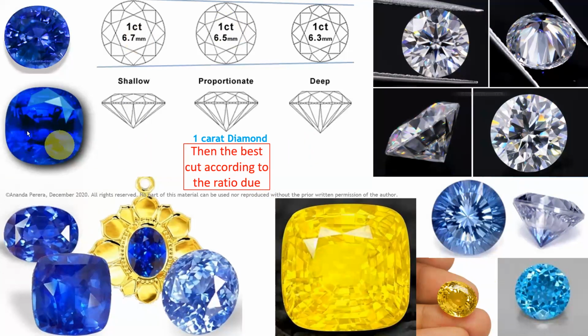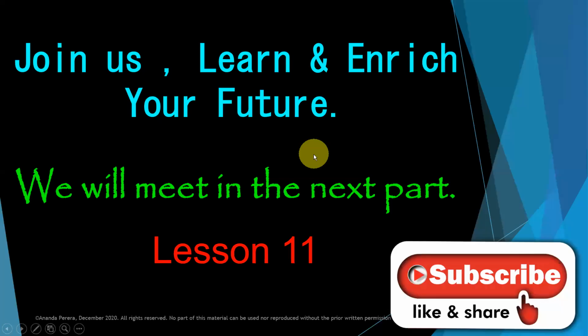If there is a stone with light leak like this, yellow sapphire, we need to recut this. Because there is a big window in the center of the stone. That is the proportional cut.